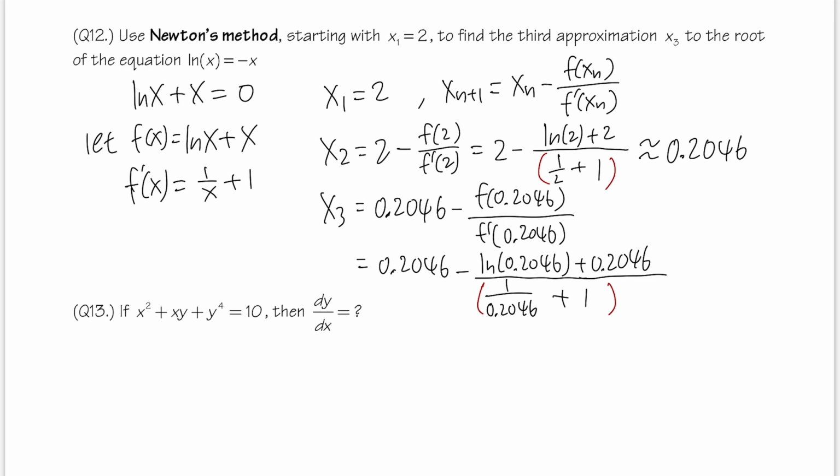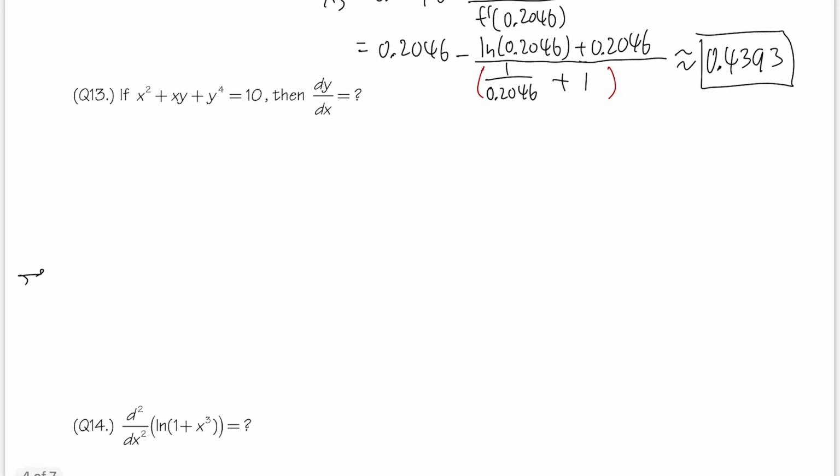0.2046 minus parentheses ln of 0.2046 and then plus 0.2046 and then divided by 1 over 0.2046 and then plus 1. And I end up with the answer to be approximately 0.4393. So that will be the answer. And again, just stop right here because we just want x3. Okay, next one.